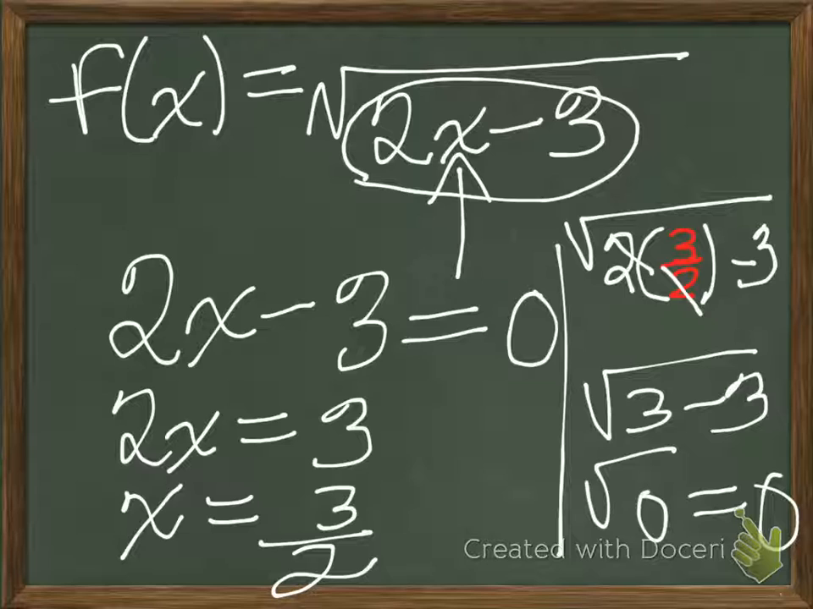Any number bigger than 3 halves, I'm going to get a negative number. Because what's 3 halves? 3 halves is 1.5, right?